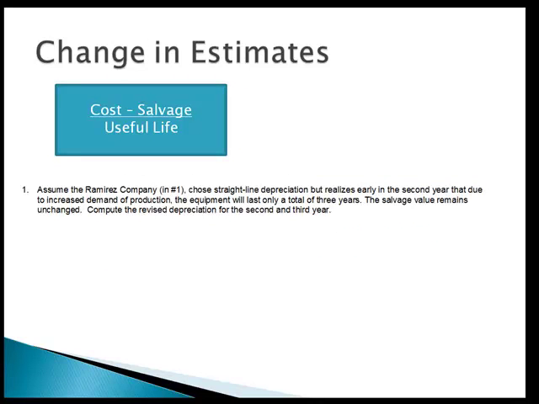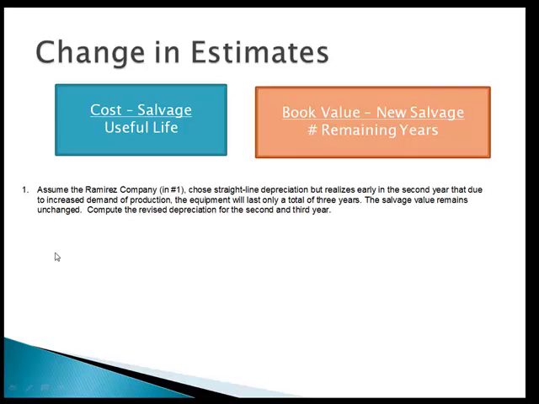The second issue is what happens when we change our estimates. When we change our estimates, and again, we're only talking about straight line, we're going to go ahead and basically create a new entry that's book value minus salvage over the remaining number of years. And that's key there, the remaining number of years. So we don't go backwards and adjust for what happened in the past, but starting in the year that we make the change, we adjust our depreciation going forward.